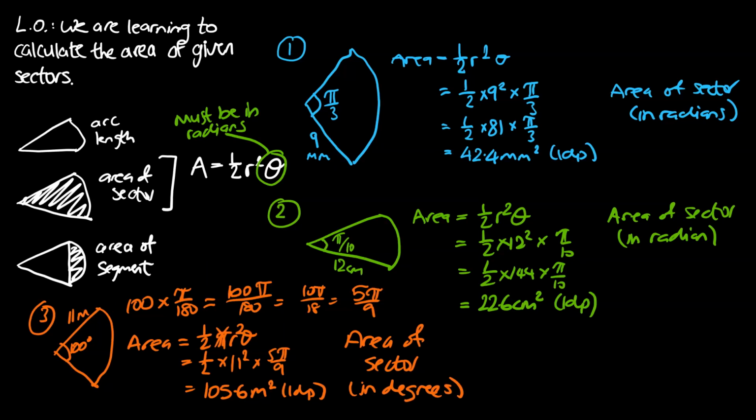So hopefully you found these first 3 questions relatively straightforward. They're the bread and butter. They're the easy questions for this skill. What we're going to do is I'm going to pause the video and we're going to go through a couple other questions to do with finding the radius and the angle if we were given an area instead. So pausing the video, make sure you've got these down.